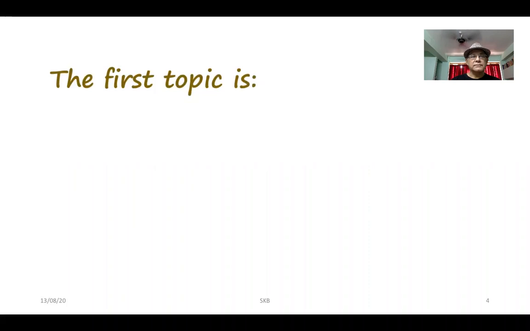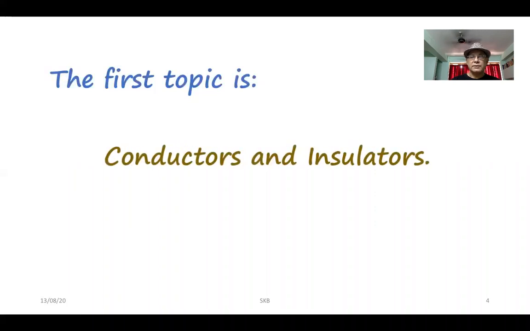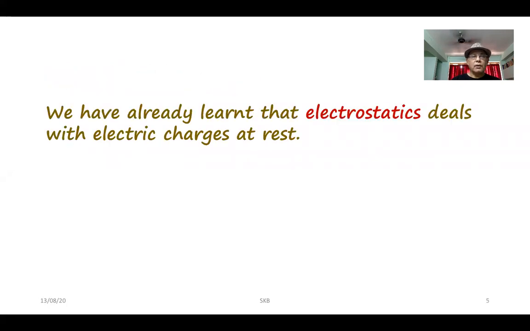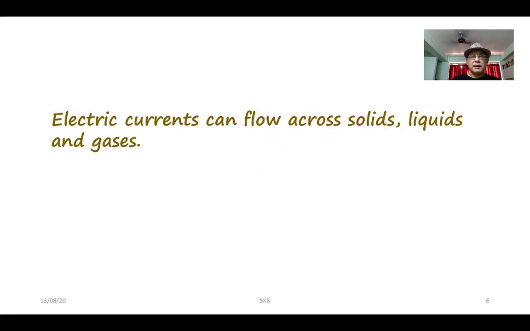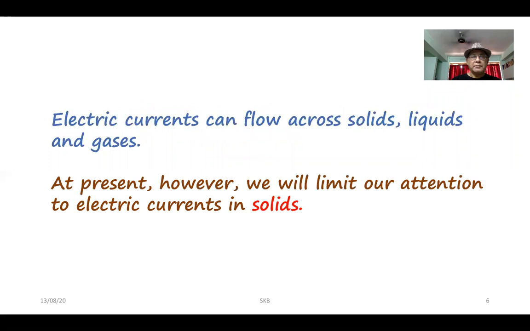The first topic is conductors and insulators. Insulators are also referred to as non-conductors and also referred to as dielectrics. We have already learned that electrostatics deals with electric charges at rest. Similarly, current electricity deals with electric charges in collective motion, which we call an electric current. Electric currents can flow across solids, liquids, and gases. At present, however, we'll limit our attention to electric currents in solids.